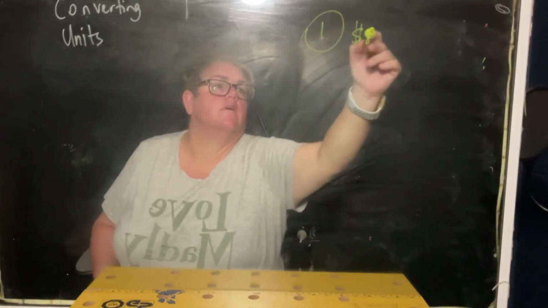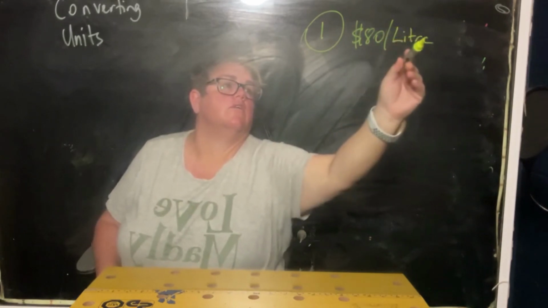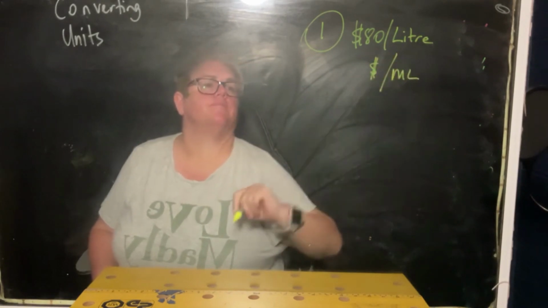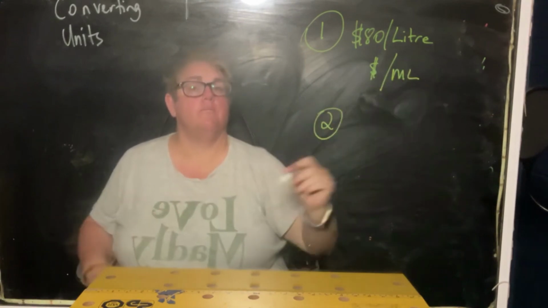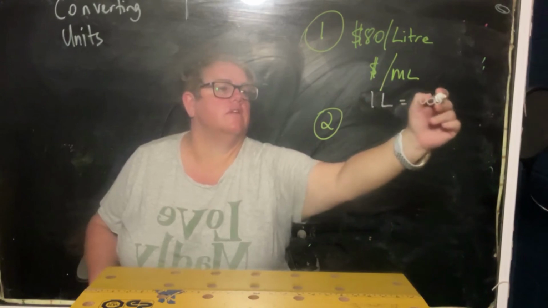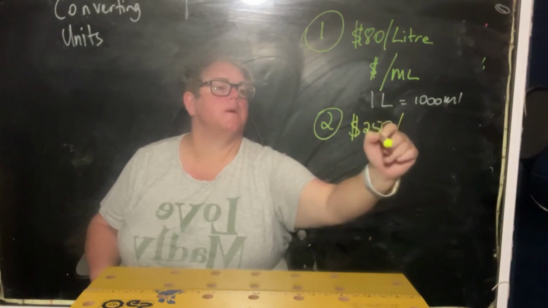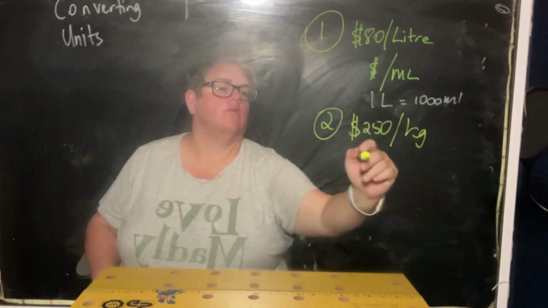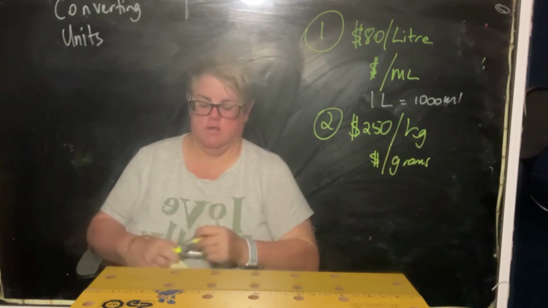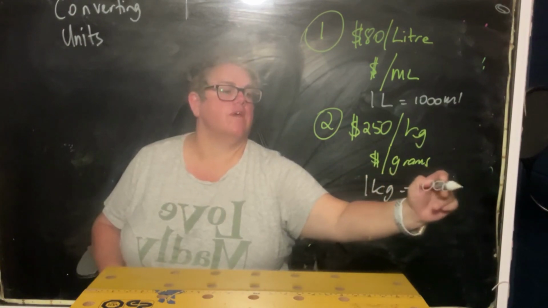Now I'd like you to have a go at converting. So $80 per litre. I'd like you to convert that to dollars per milliliter, remembering that 1 litre equals 1,000 milliliters. All right, next one is $250 per kilo, and I would like you to do dollars per gram. And 1 kilo equals 1,000 grams.